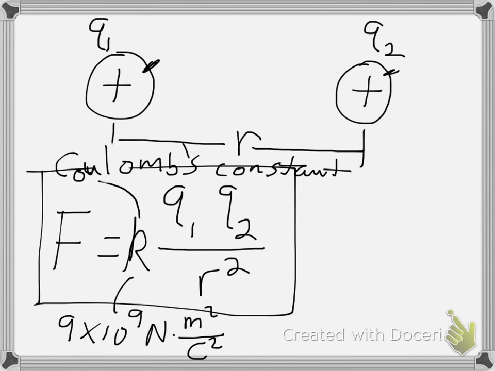All right, and so remember, R being a unit of distance is going to be measured in meters, and Q's are going to be measured in units of coulombs. Right? And force must have units of newtons. So when I do my unit analysis, and we'll show that here in just a minute, all of these units cancel out, and both sides have units of newtons.